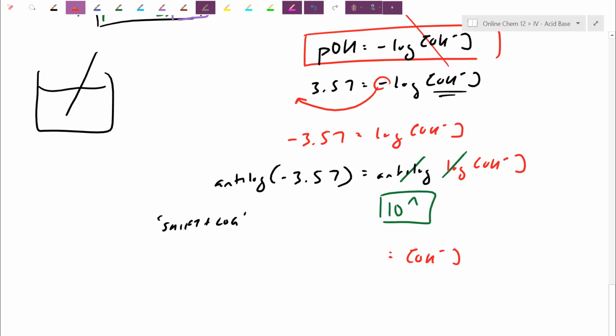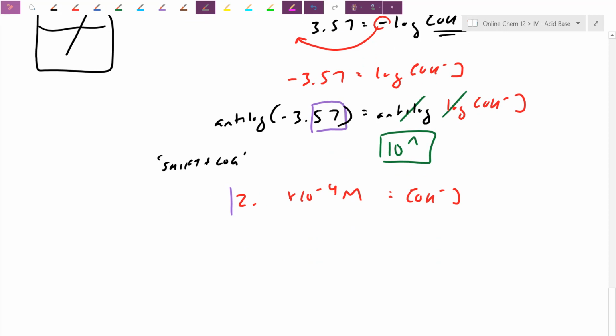If I go anti-log of negative 3.57, the calculator spits out 2.69 times 10 to the negative 4. Let me keep track of sig-figs here. Remember, for p anything, the significant digits are after the decimal place. This should be a 2 sig-fig number. When I re-express it in scientific notation, I still want it as a 2 sig-fig number, so I want to write this one as 2.7 times 10 to the negative 4. Okay? That actually already starts implying to me what's acidic or basic.